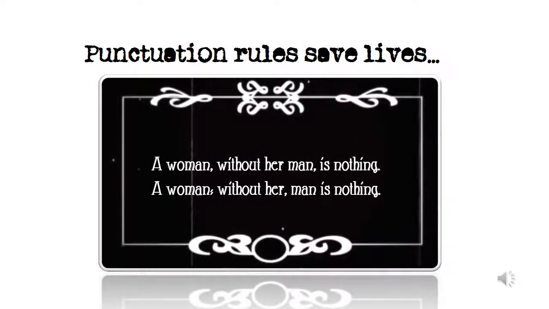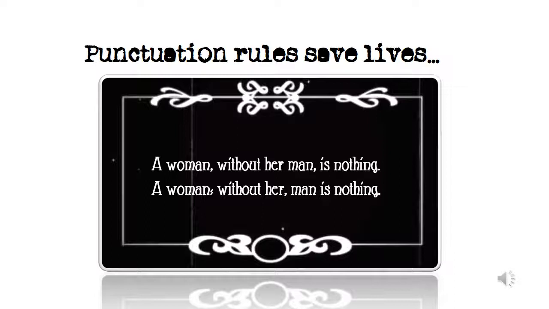This is a third example. As you can notice, both sentences change their meaning completely according to the punctuation rules used. A woman without her man is nothing. Or, a woman: without her, man is nothing. I guess we have to be really careful with punctuation.